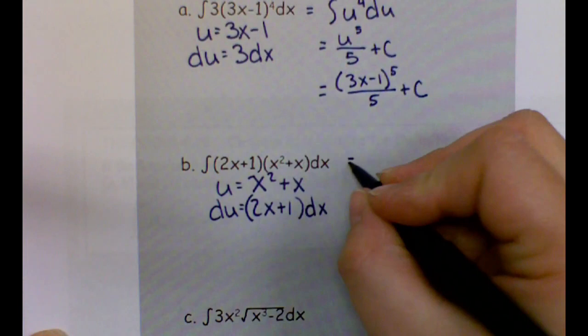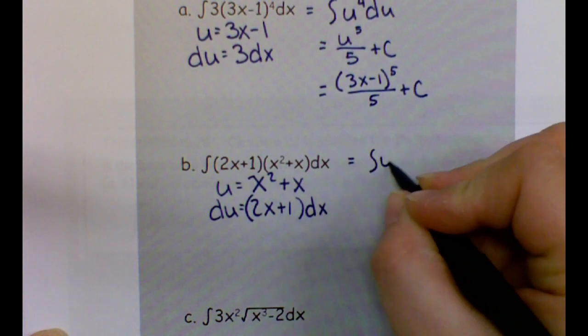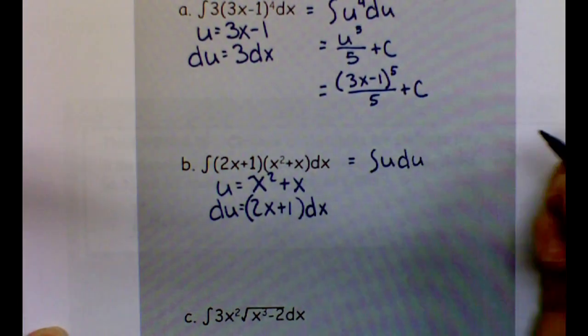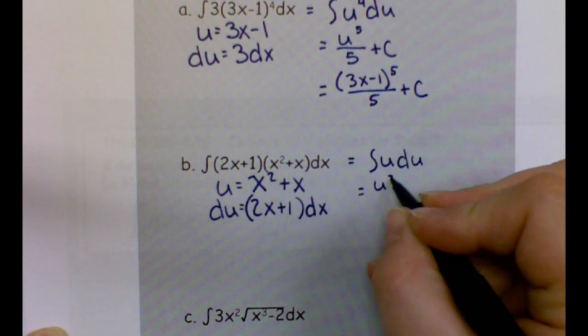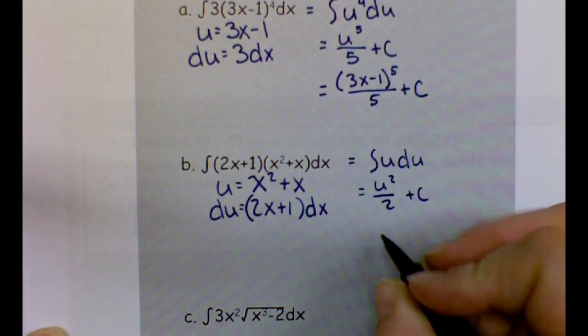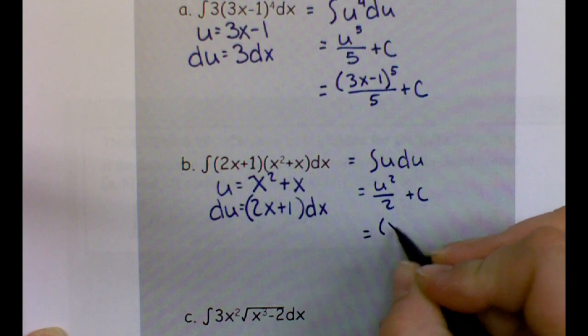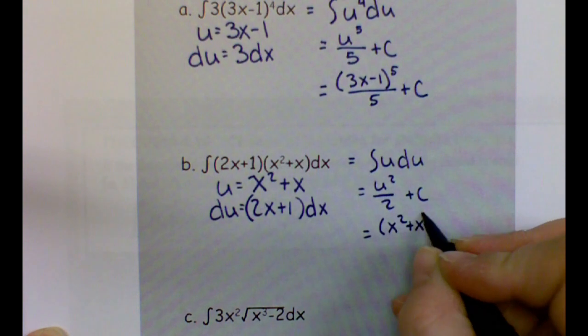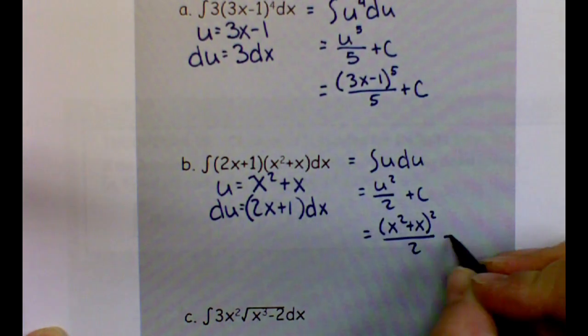And now I can substitute it, because we have the antiderivative of u du, which is u squared over 2 plus c. And substitute our x's back in. We have (x squared plus x) squared over 2 plus c.